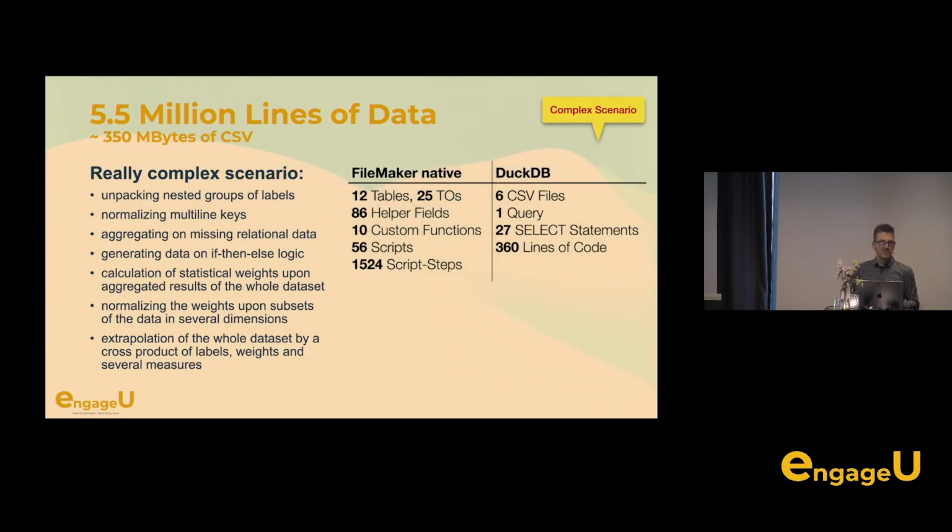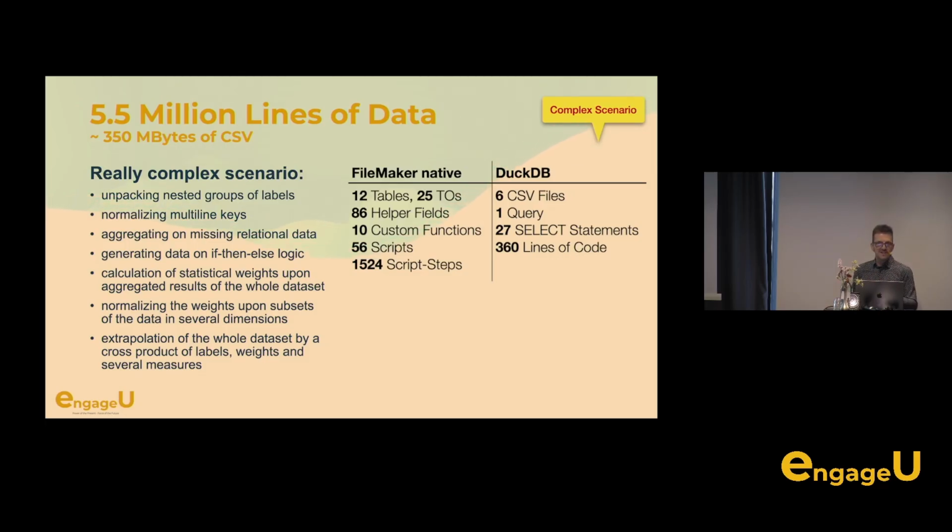And some weeks later, I stumbled upon DuckDB and thought, oh, this could be a really good use case to make some sense out of DuckDB. And so I re-implemented this whole approach with DuckDB, and you can see this on the right side of the column: only 6 CSV files from FileMaker with the raw data, just one simple query. Okay, simple, it's not simple, it consists of 27 select statements, but with about 300 lines of code, and these are readable lines of code.